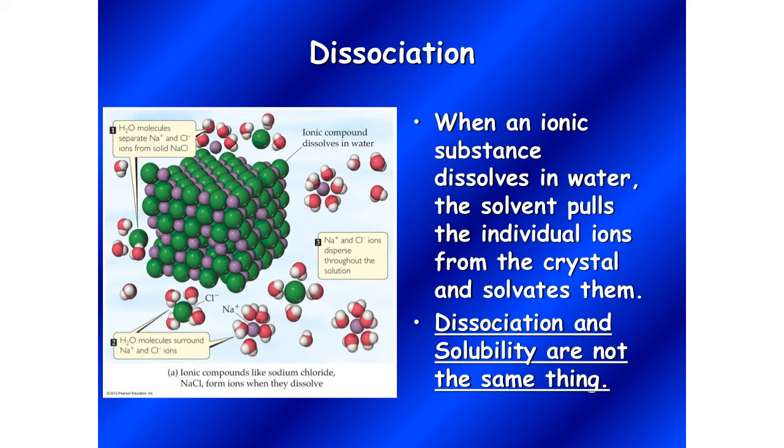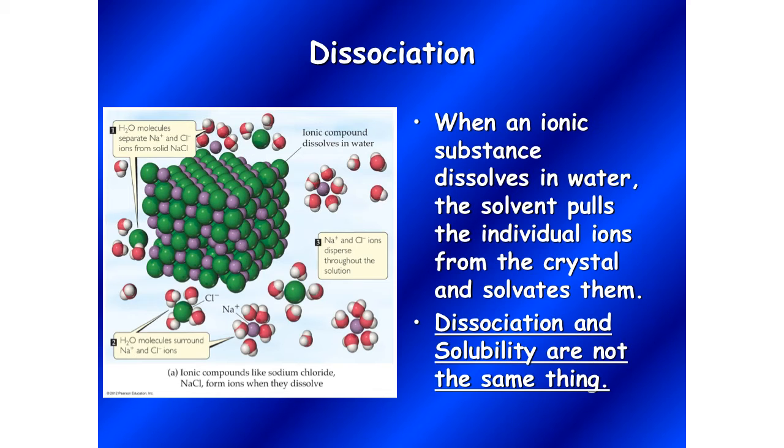So on the previous slide, we mentioned dissociation. So dissociation is when you have a substance that dissociates, splits apart into its positive and negative ions. So in this picture, we can see that we have sodium chloride, and it is then free to move throughout the solution.